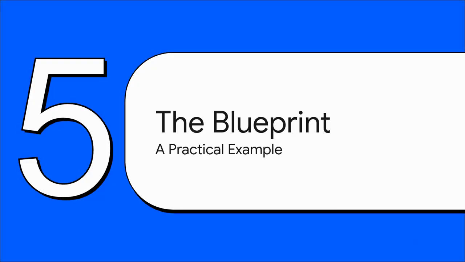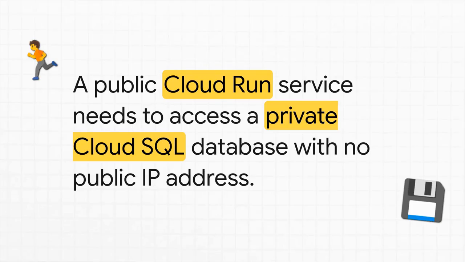All right, enough with the theory. Let's put all these pieces together and actually build something. Section 5, the blueprint. We are going to connect a Cloud Run service to a private Cloud SQL database, step by step. So here's our scenario, and it's basically the exact problem we started with. We have a public API on Cloud Run. It needs to read and write data from a PostgreSQL database that is, and must always be, completely private.